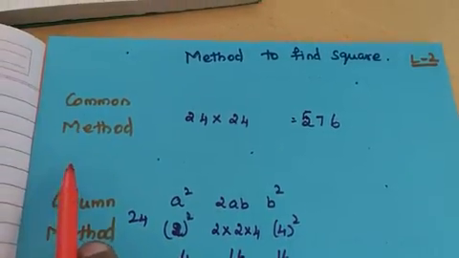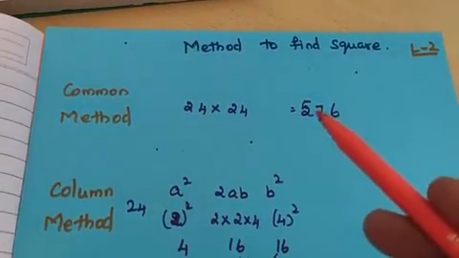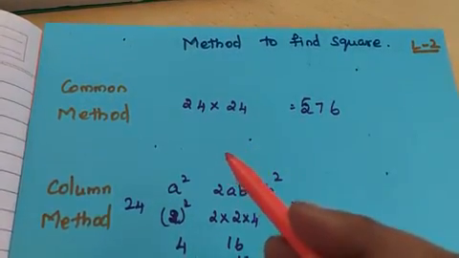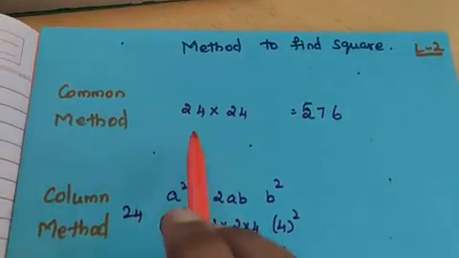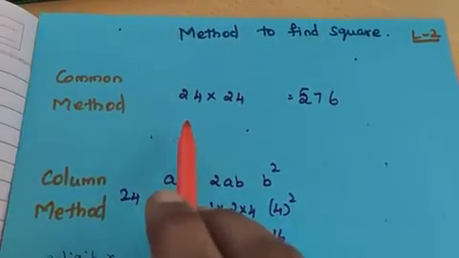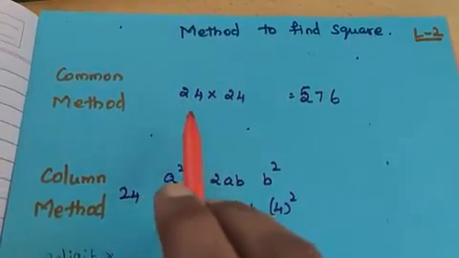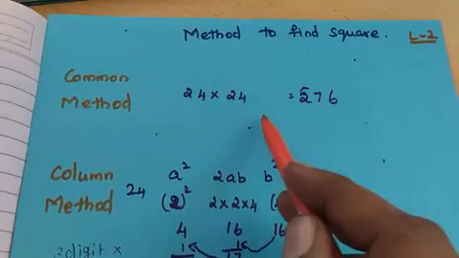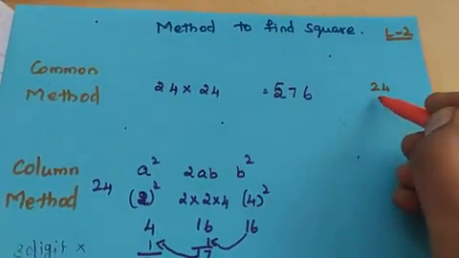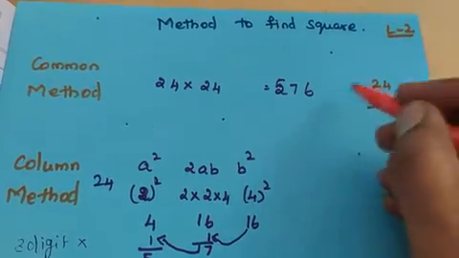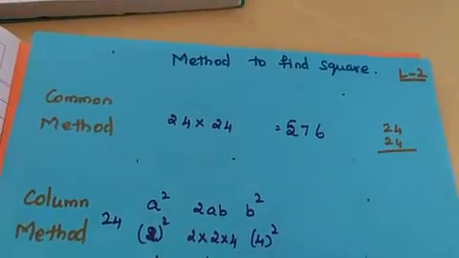The common method is that normally we do multiplication. Any number given to you, you multiply with the same number, then you will get the square of the number. For example, here I have taken 24. You have to find the square of 24. So 24 multiplied by 24, you will get 576. This is the common method which you usually use.